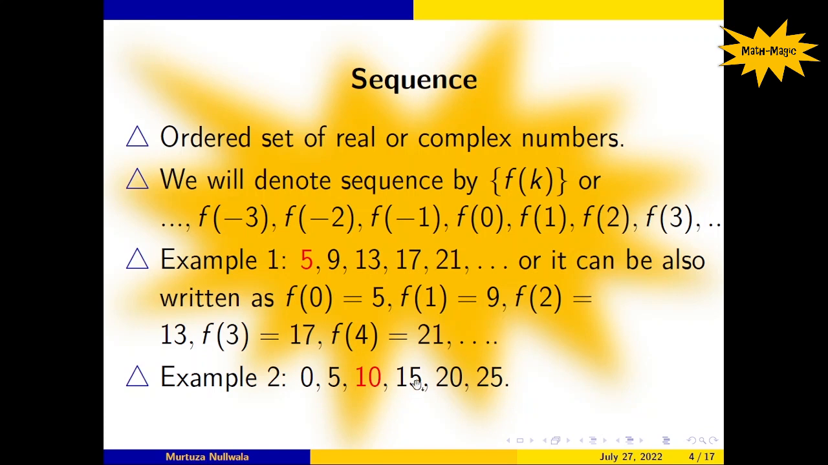Another example is 0, 10, 15, 20, 25. So here f of 0 is 10. So f of 1 will be 15, f of 2 is 20, f of 3 is 25, f of minus 1 is 5, f of minus 2 is 0. Here f of 4, f of 5 and beyond are not defined, so by default we take those elements as 0.